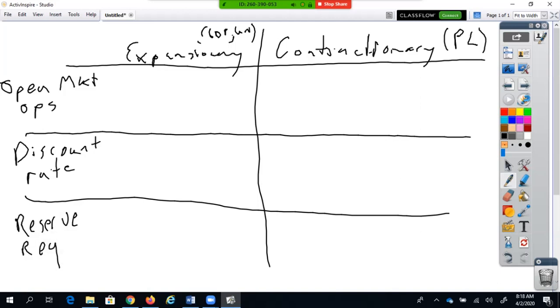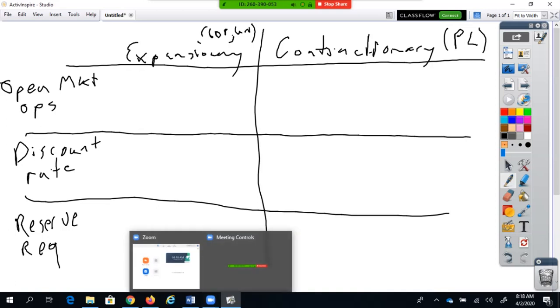Remember, the reserve requirement is the amount of every deposit that the banks are required to keep. And this is how the fractional reserve banking system works. It goes back to the goldsmiths back in medieval Europe. And if you have the McConnell Brue textbook, you can look up this story if they still have it in there.